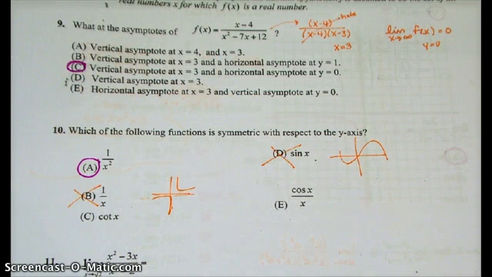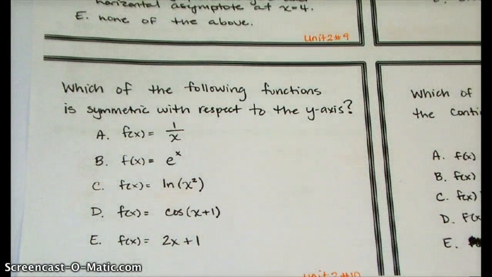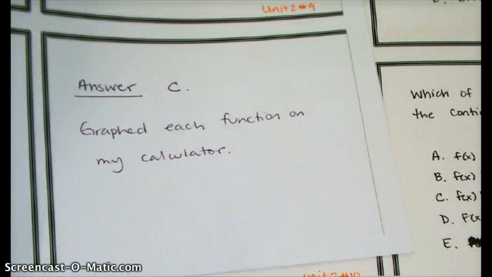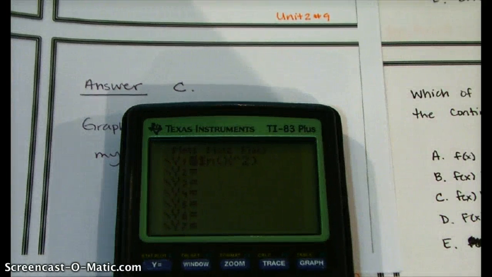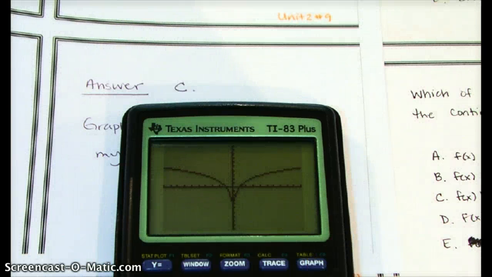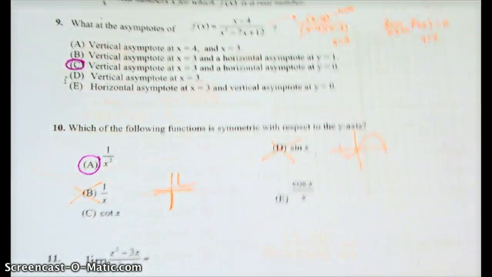Here's one for you to work out in pretty much the same manner. Great, the correct answer was C again, and I just got that by graphing. Here's the equation in the graphing calculator, and then here's what the graph looked like, and you can see that it is symmetric. Next question. Number 11.